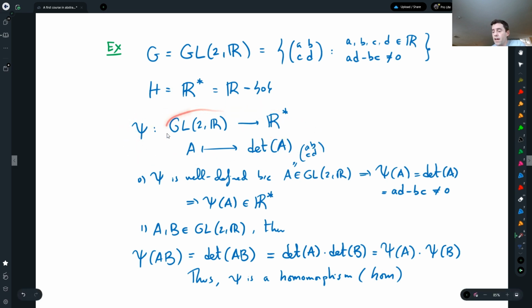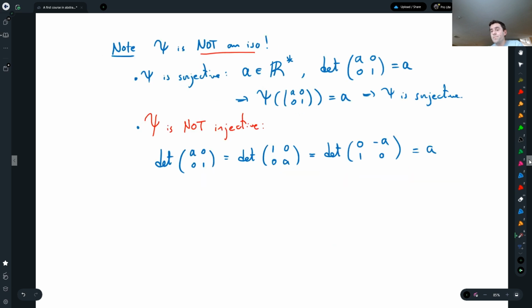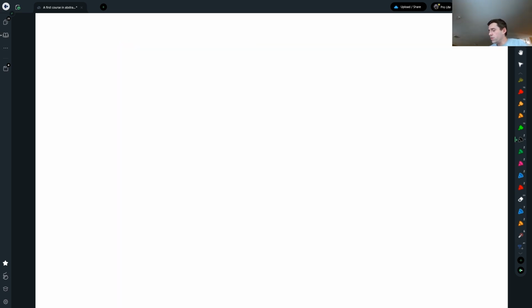It's going to give us a bunch of interesting stuff. It's going to tell us information about GL2 that we didn't know before, just because there is a map down to R star, it will give us important information about GL2. Okay, so let's prove some properties about homomorphisms. Here are the properties I want to prove.